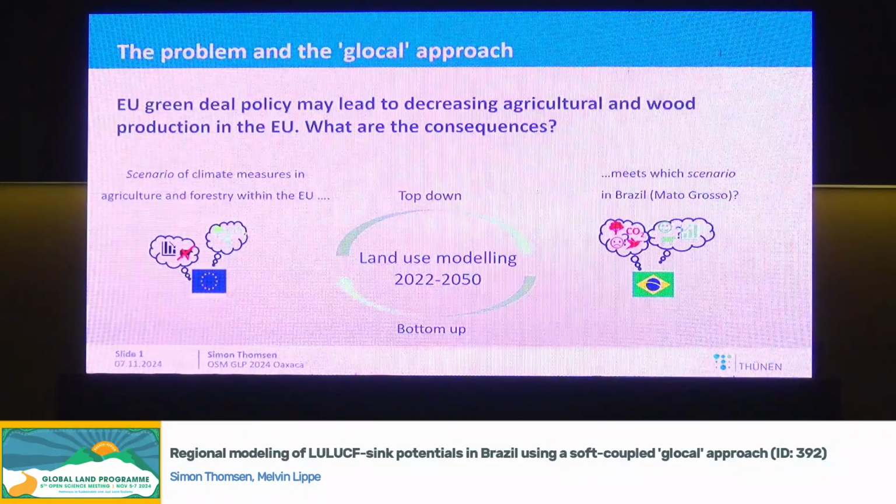We call this a top-down and bottom-up approach for our land use modeling. The top-down would be the scenarios from the EU, which go into a global market model. The bottom-up would be a more participatory approach from the Brazilian side to understand what is actually the reality on the ground, where these two scenarios would meet.